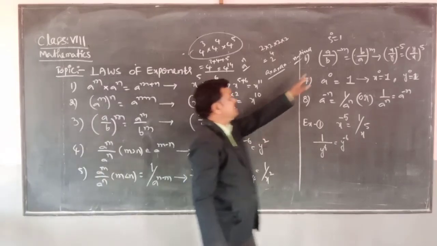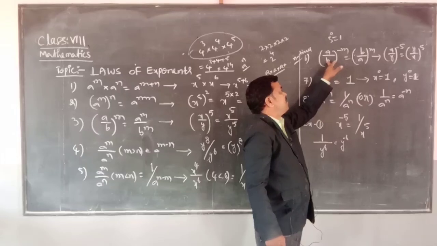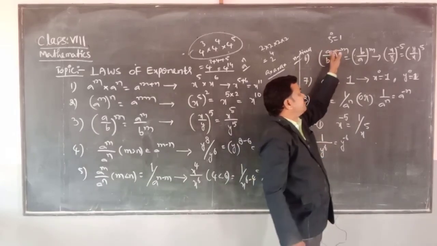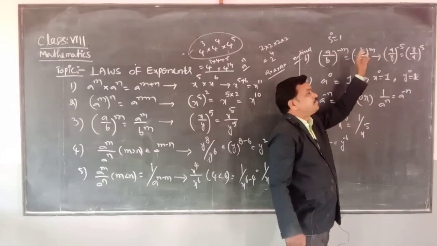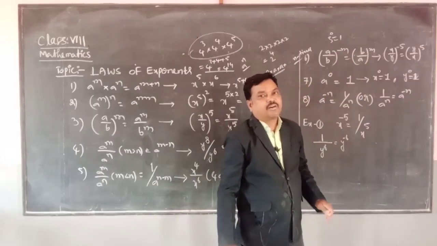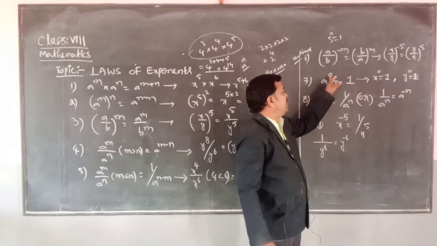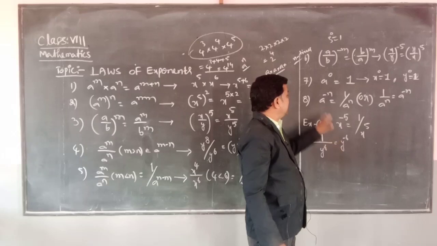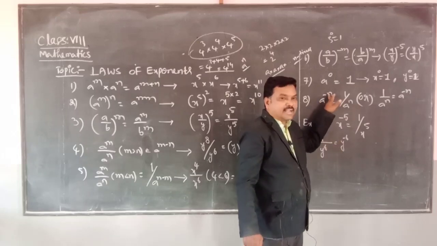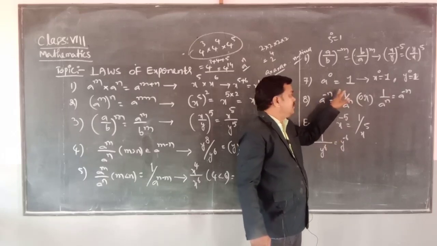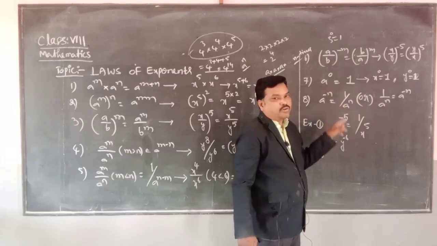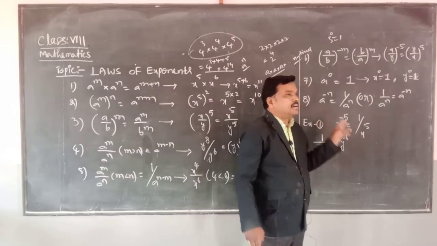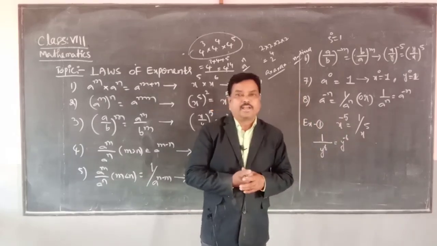The seventh one is with a fraction base and the power in the form of negative. We just have to interchange the numerator and denominator, and the sign of the power will change. When the power is 0 with any base, the value is equal to 1. When the power has a negative sign, we have to change it into positive, just write the multiplicative inverse. Okay, these are the laws of exponents.